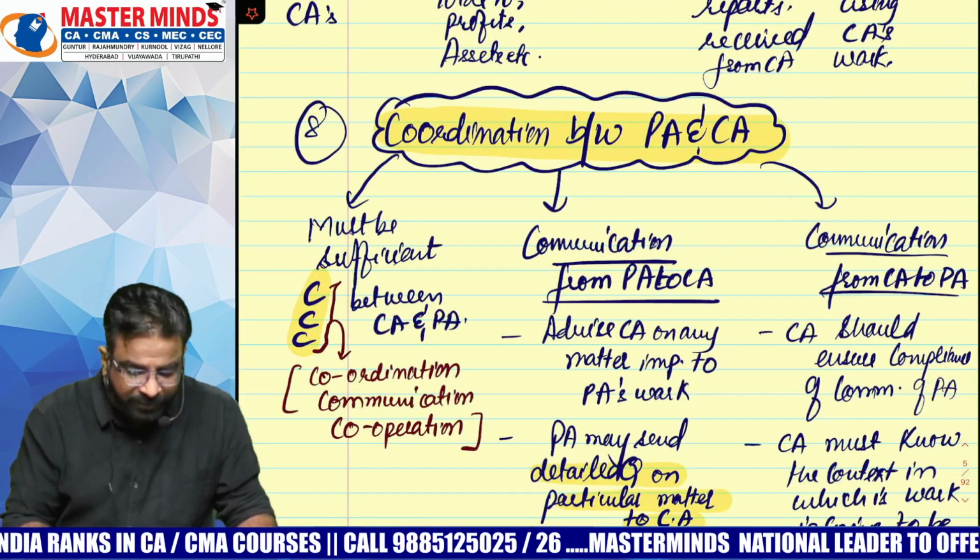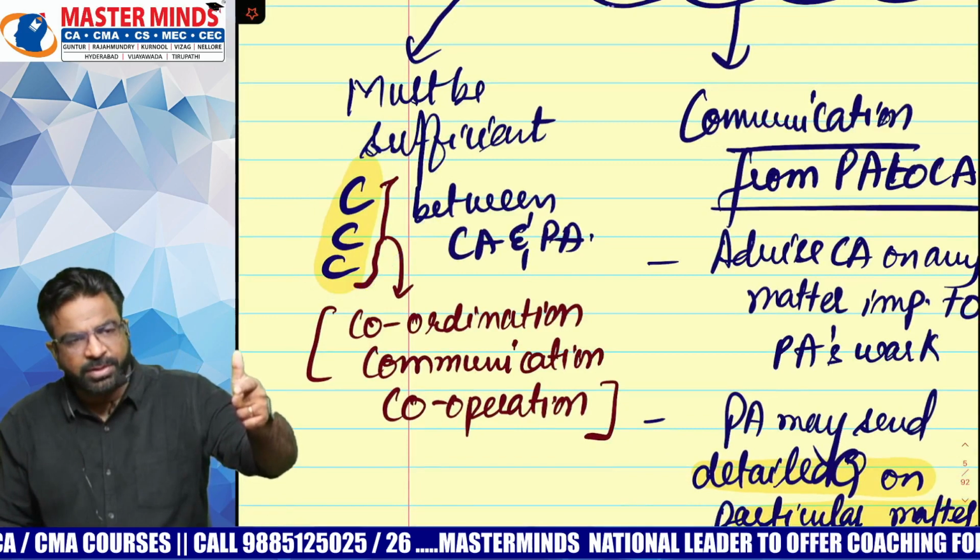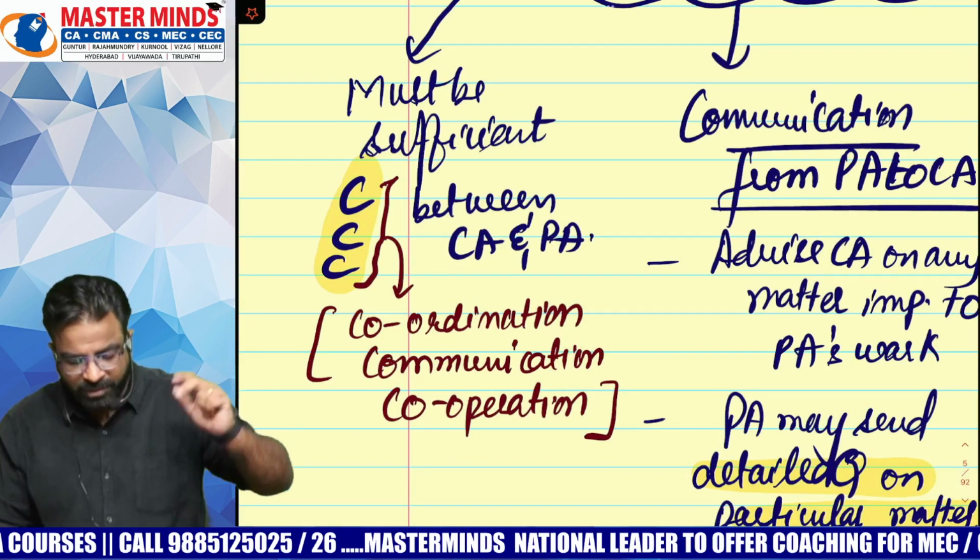And next one, coordination between whom and whom? PA and CA. There should be a triple C between them. Good communication, good coordination, and good cooperation between them. Am I correct or not?